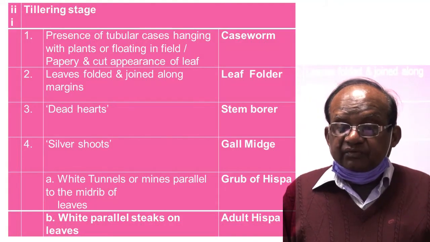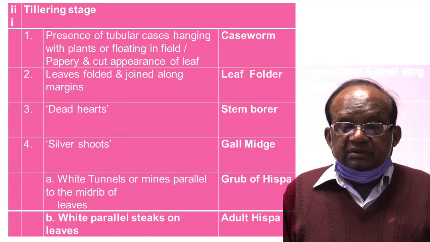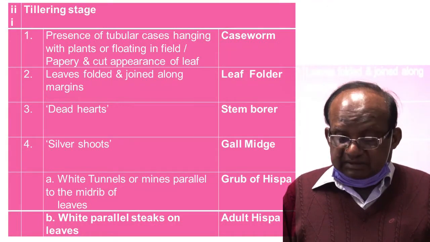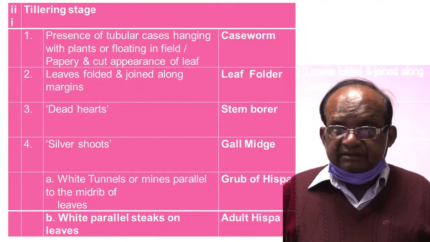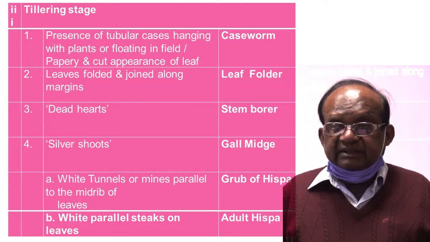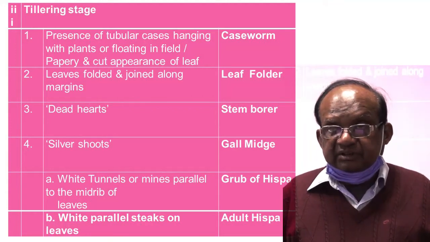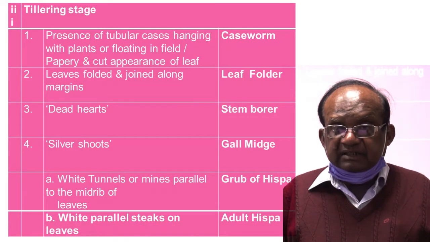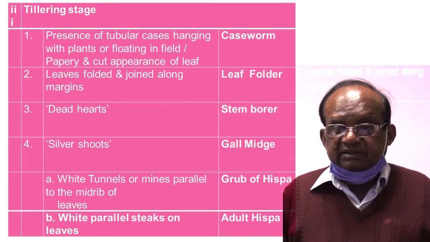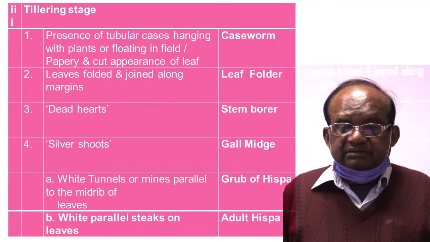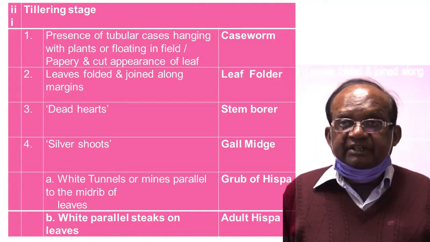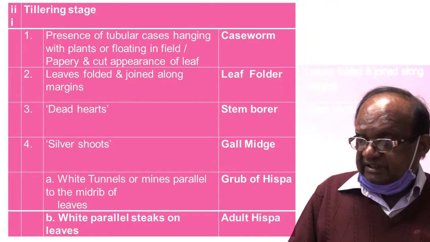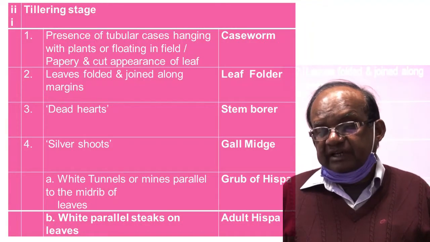So, the larva of case worm cuts the leaf and makes tubular cases which are hanging with the affected leaf, and those cut leaves, leaf cases, ultimately fall down in the water. So presence of floating leaf cases, presence of tubular cases hanging with the plants, and a grazed appearance of the field indicates the attack of rice case worm.